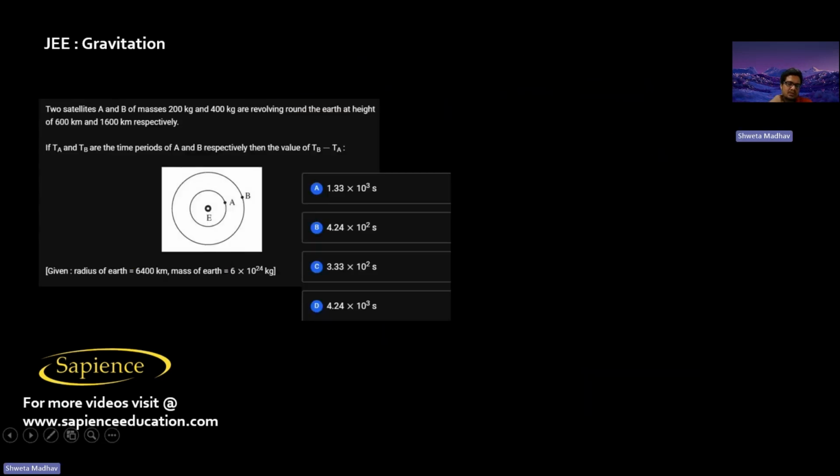And here it is told two satellites A and B of masses 200 kg and 400 kg are revolving around the Earth at heights of 600 kilometer and 1600 kilometer respectively. If TA and TB are the periods of A and B respectively, then the value of TB minus TA is.